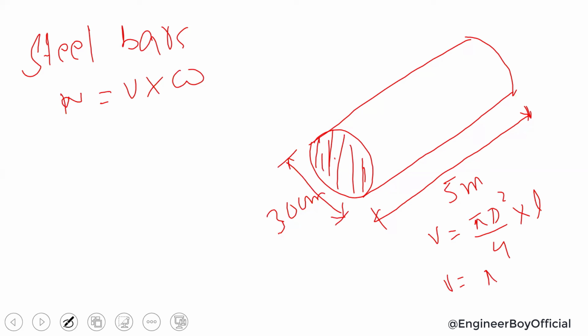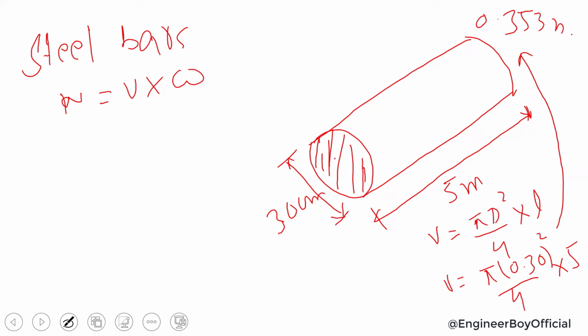Okay, that's good. Now you have to put values over here, like D is 30 centimeter, or 0.3 meter, divided by 4 times the length. What should be the length? That is 5, okay? It means the volume, let me just do it very quickly, is 0.353 cubic meter. This is the volume, okay?